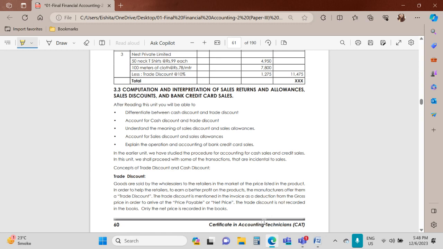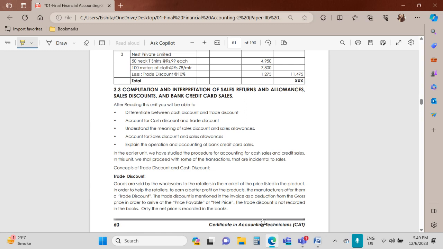Computation and interpretation of sales return and allowances, sales discount, and bank credit card sales. So you will see what is a sale discount, what is a sales return, what is a cash discount, and the difference between cash discount and trade discount. The first difference between trade discount and cash discount is trade discount is not allowed to be entered in any book.